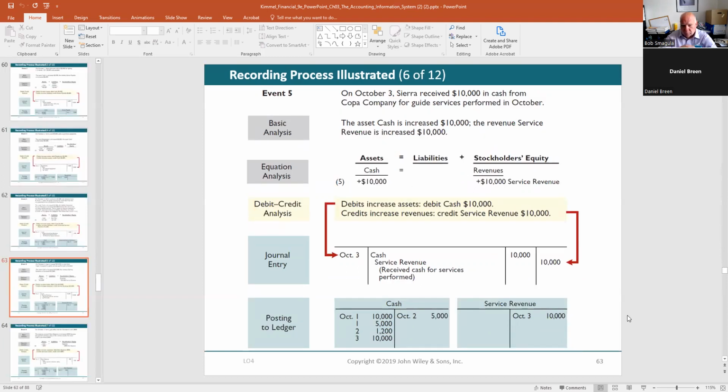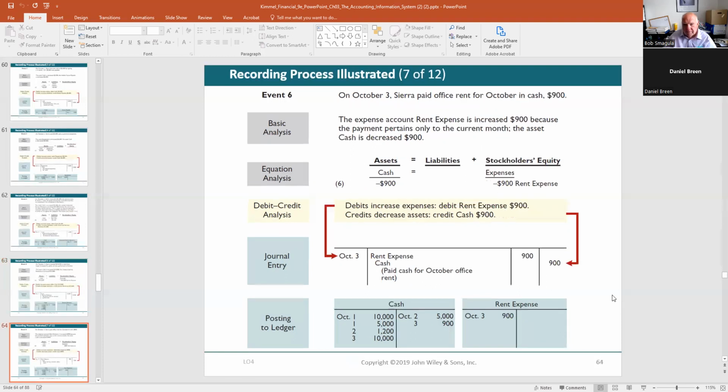We did some services. We took people on a nature hike. And we did it, and we received $10,000 in cash. Cash went up, so did revenues, which means we debit cash and we credit revenues. Paid the office rent, so we're recording rent expense. That expense needs to be recorded. So that goes up with a debit, and cash goes down with a credit, okay?